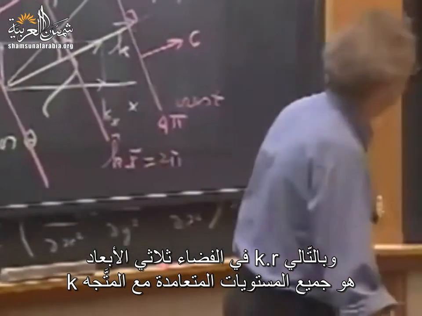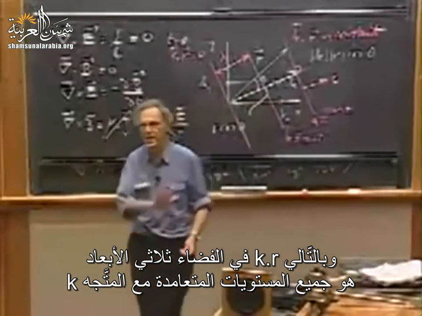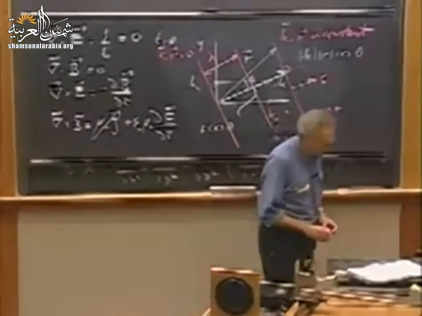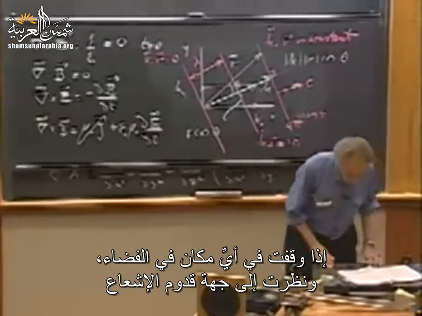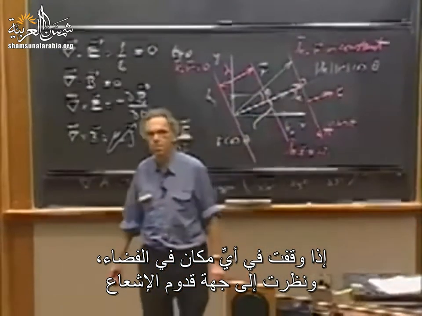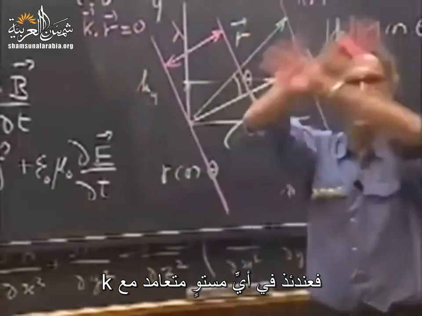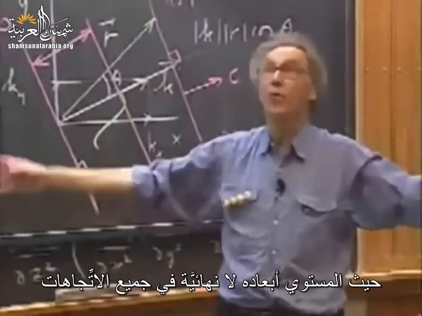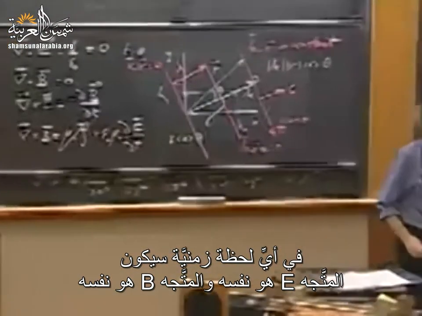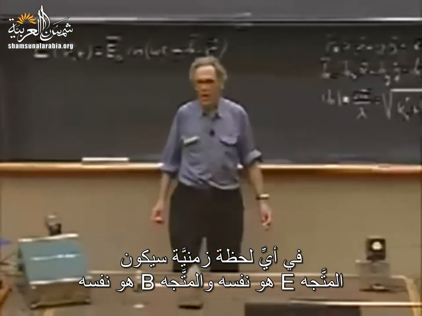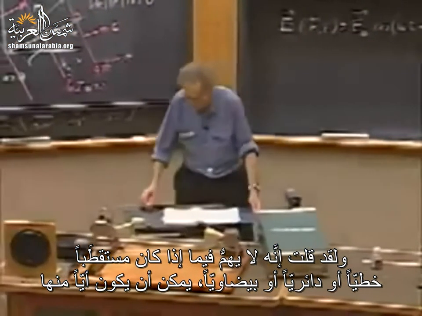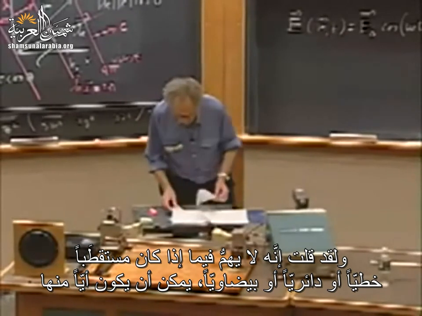And so k dot r in 3 dimensions are all planes perpendicular to the vector k. So if you stand anywhere in space and you look in the direction where the radiation is coming from, then in any plane that is perpendicular to k, going to infinity there, to there, to there, at any moment in time the E vector is the same and the B vector is the same. And I said, whether it's linearly polarized radiation or circular or elliptical, that is a different matter. It could be either one of those.